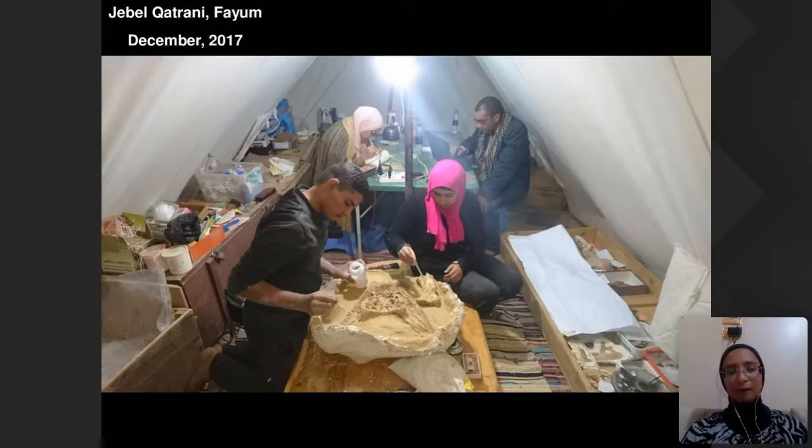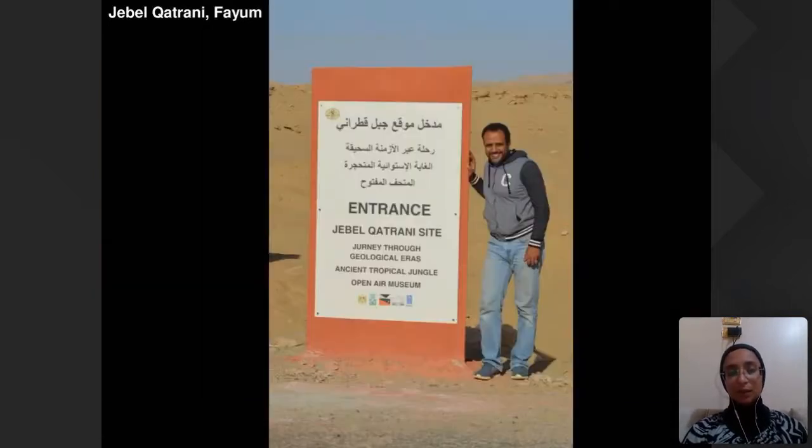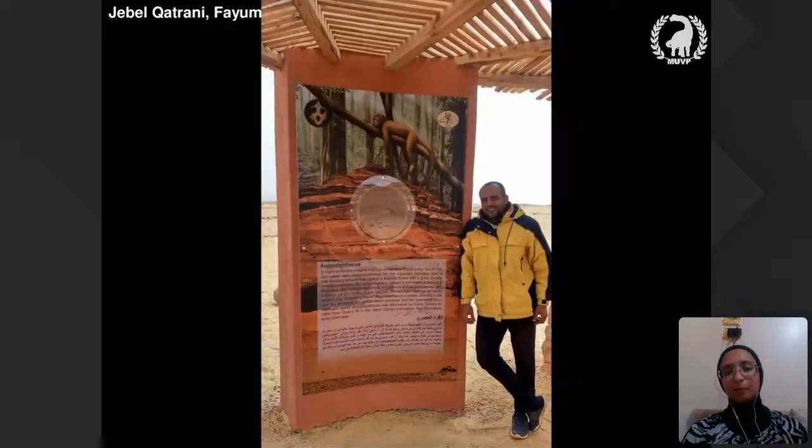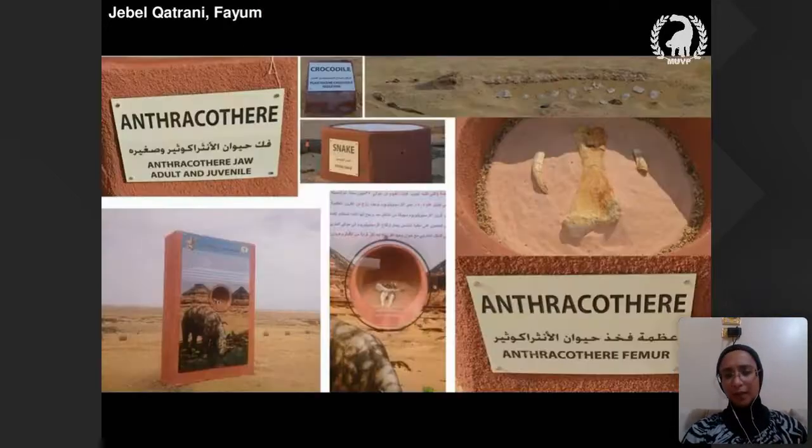Another museum that we have worked on is the open air museum in Jabal Qatrani, worked on in 2017, where you can see various fossils that lived in the Jabal Qatrani area back at that time, with labels and a few things that explain what you are looking at. It's a really neat museum in the middle of the desert in the Jabal Qatrani area.